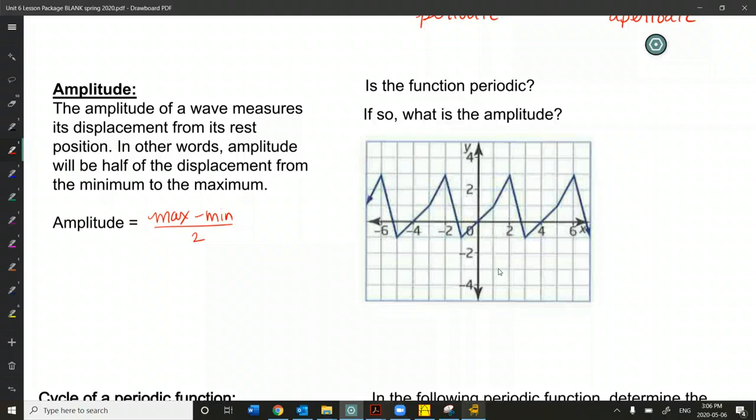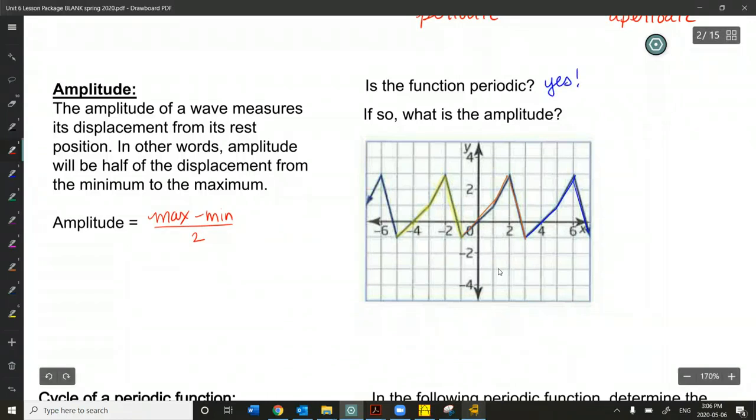So let's take a look at that in our example over to the right here. Firstly, we're going to ask the question, is this a periodic function? If you answered yes to that, you would be correct. We can see a continually repeating pattern over all of this here. The pattern is repeating, and as soon as it stops, it starts again. So this would be considered periodic, yes.